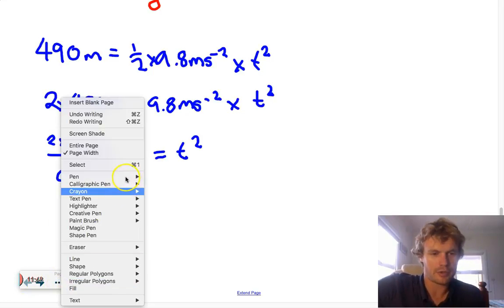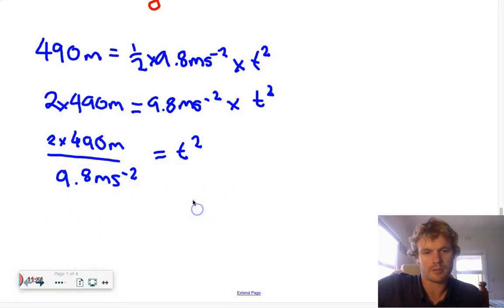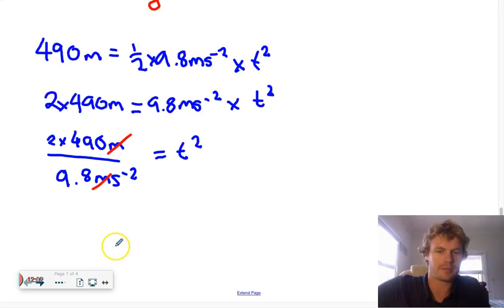Now, the reason I keep putting these units in is to make sure I'm working this all out right. So I've got meters on the top and meters on the bottom. This will cancel each other out, because anything divided by itself is going to be 1. And we're left with seconds squared. Time is measured in seconds, and if I take the square root to get rid of the square on this side, it's going to be left with seconds on this side, so I know I'm working it out correctly.